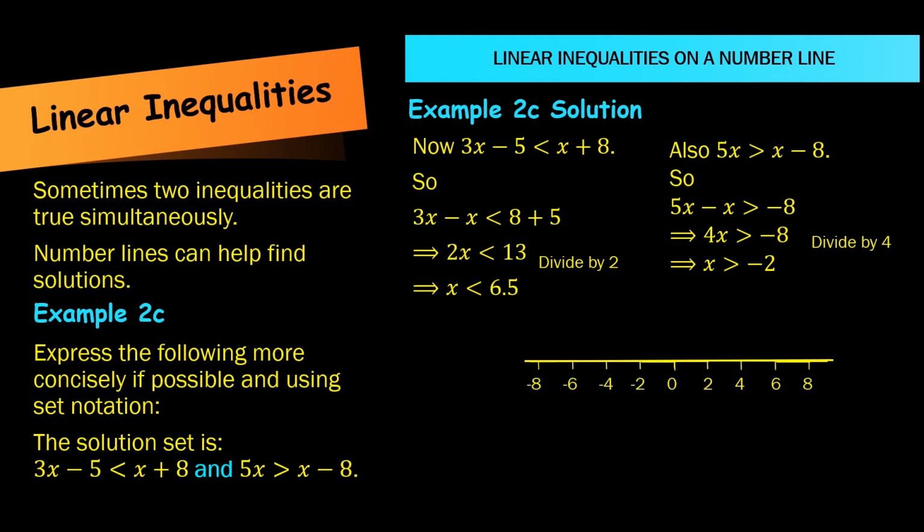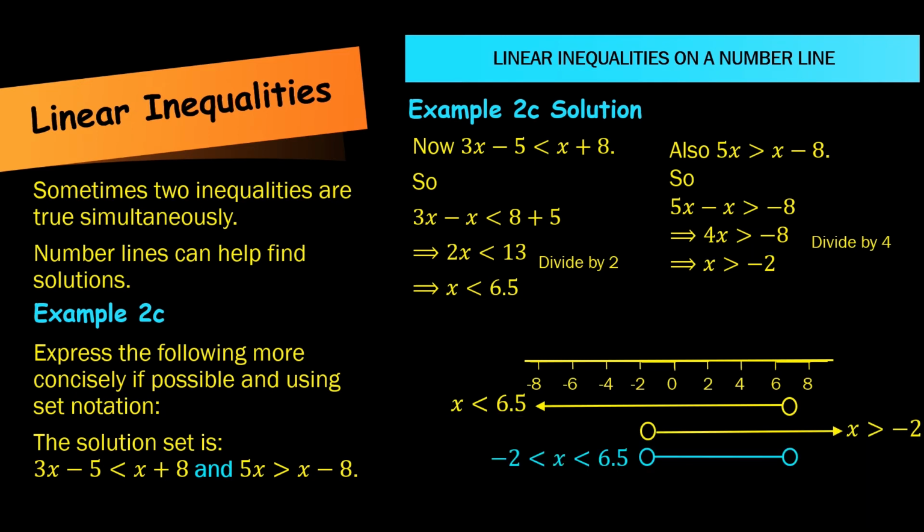So let's have a look at what this looks like on the number line. X is less than 6.5 is here, and x is greater than -2 is here. Since we're looking at the region which satisfies both, we're looking at the region x is greater than -2 and less than 6.5. In notation, this is the set of x values such that -2 is less than x is less than 6.5.